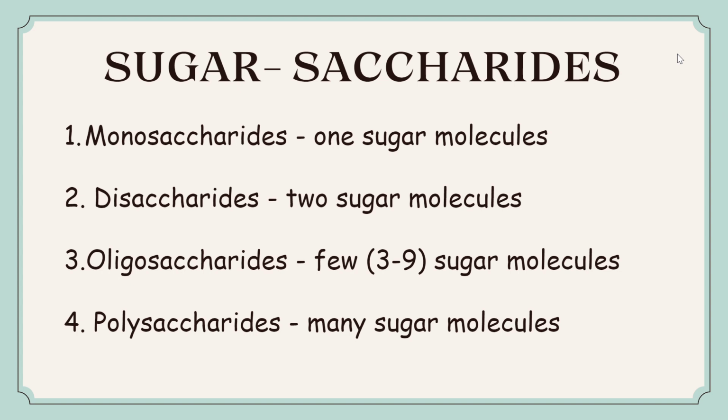In reality, the term sugar refers to a family of molecules known as saccharides. Monosaccharides, where mono means one, disaccharides, where di means two, oligosaccharides, where oligo means a few, meaning 3 to 9 sugar molecules linked together, and polysaccharides, where poly means many, meaning 10 or more sugar molecules linked together.